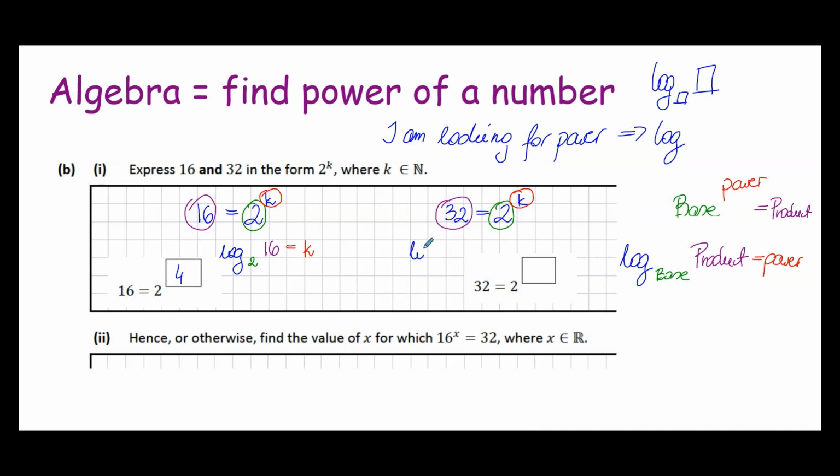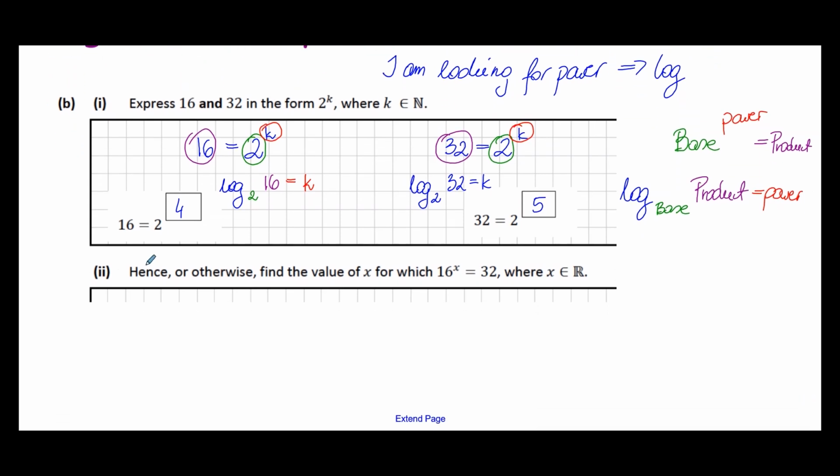And then here again, log of base 2 of product 32 will give me k. Again, we put that in the calculator and we get that that is 5. So 16 is 2 to the power of 4, and 32 is 2 to the power of 5. Now, with that knowledge, they say: otherwise, find the value of x.